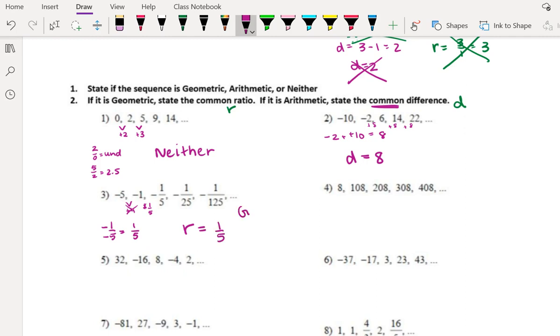So this was geometric, and this was arithmetic. So what you're going to do is you're going to do IXL, and you're basically going to have to decide whether the sequence is arithmetic or geometric. Okay? All right. Have a great day.